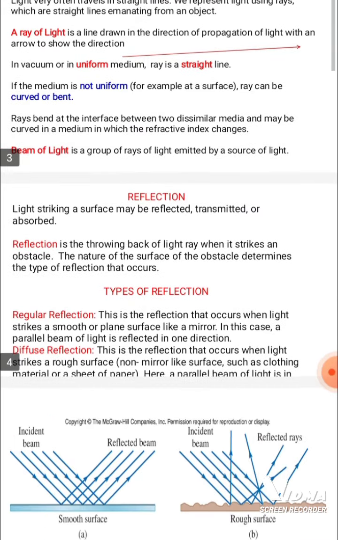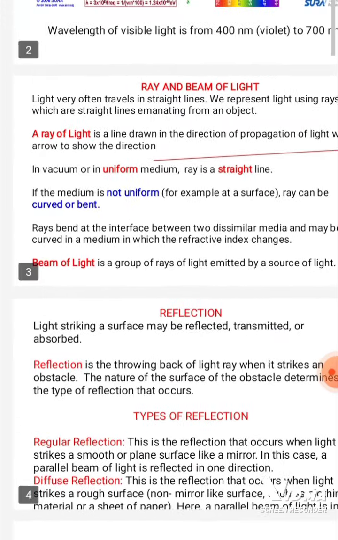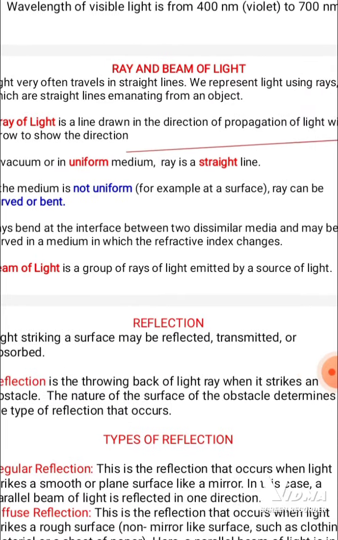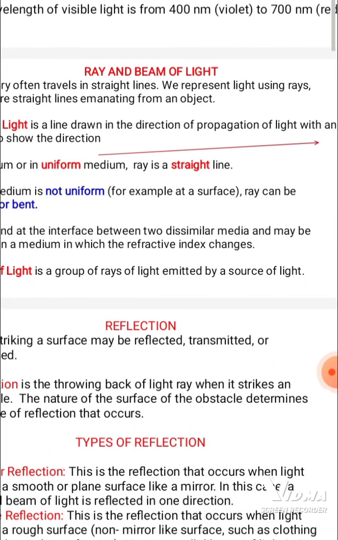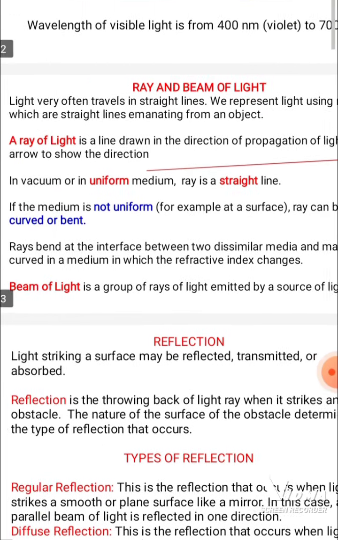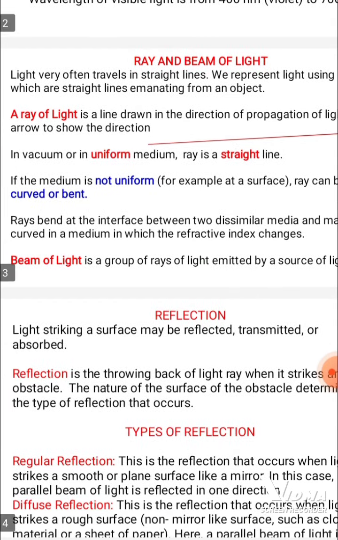A ray is just a direction in which light energy travels, and rays are represented by arrows. As you can see, if you have a straight line indicating the movement of light rays, it begins from a source, then indicates where it's going. So the arrow indicates exactly where the ray is heading. A ray is just a line drawn in the direction of propagation of light. And of course, when you have more than a ray, then it becomes a beam.